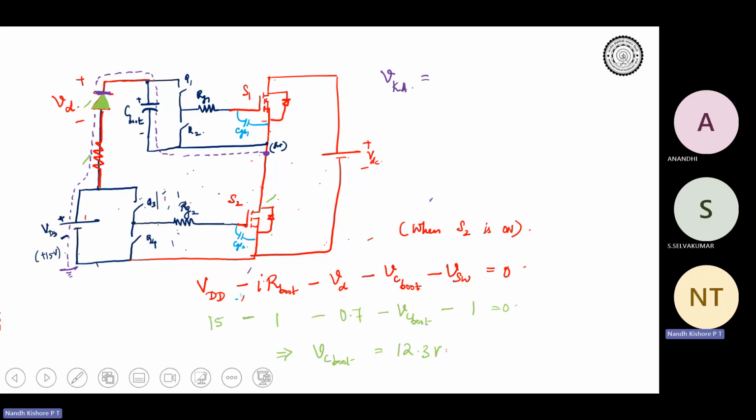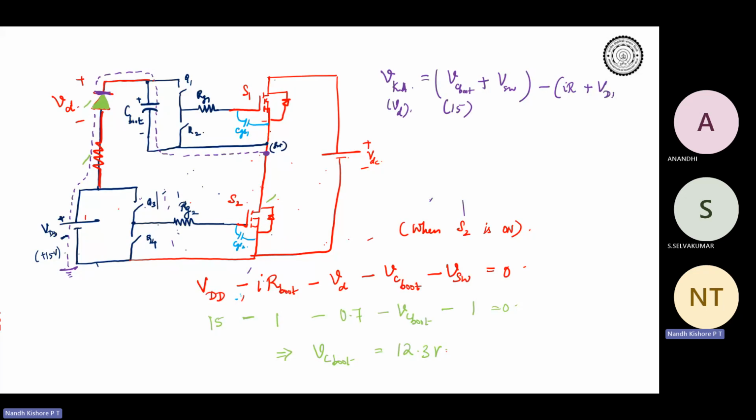Okay, so let's write what is the bootstrap diode voltage. So what will be VKA, right, or VD? What will be VK or VD? On the cathode side, you are having VC boot, right? VC boot is somewhere around 15 volts only, right? And then you are having switching node, okay, on the cathode side. And on the anode side, you are having some I into R boot, and then VDD.